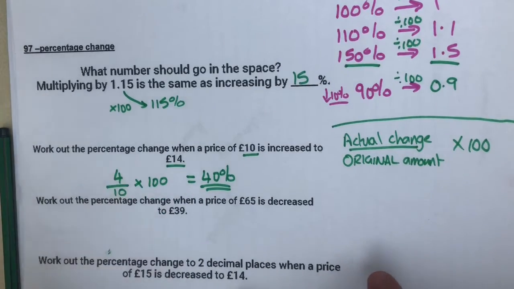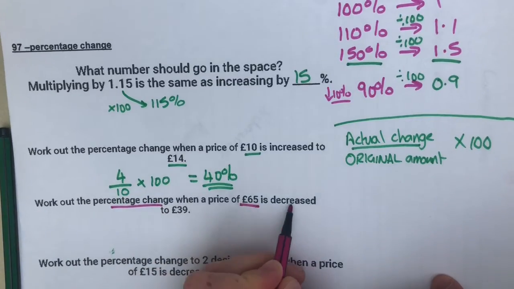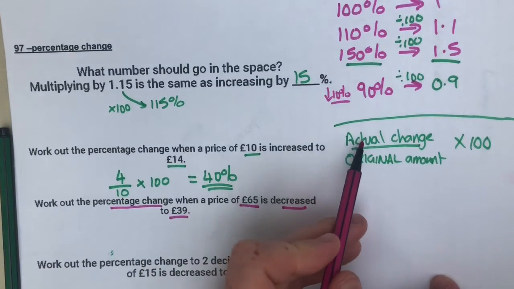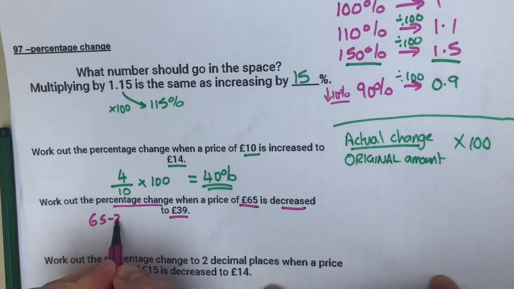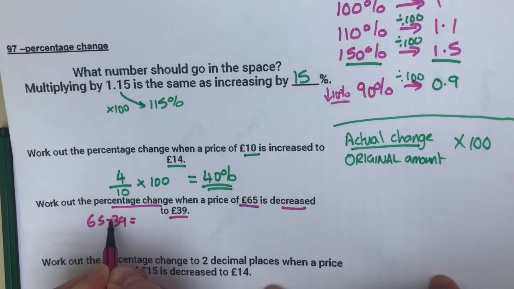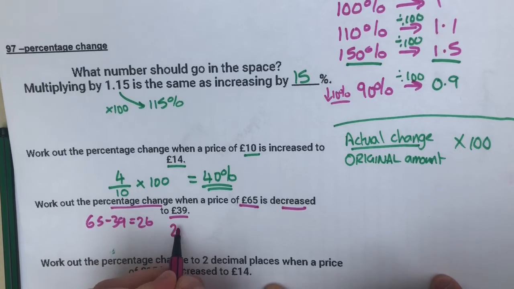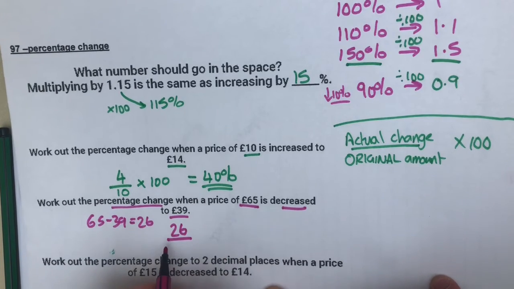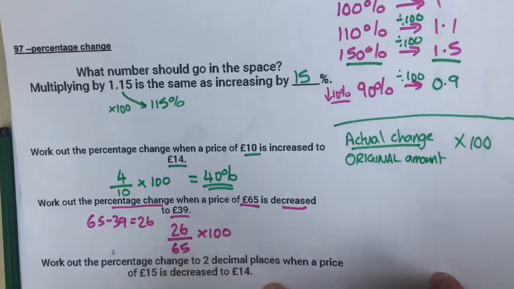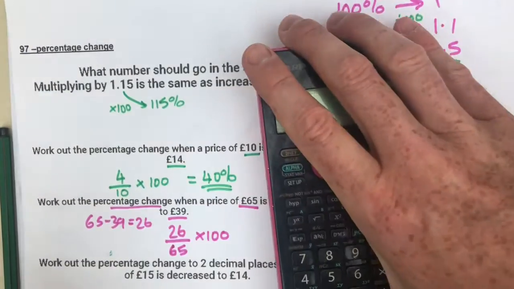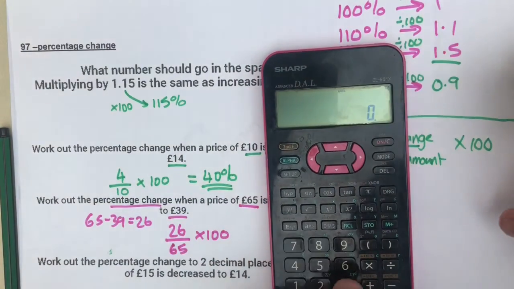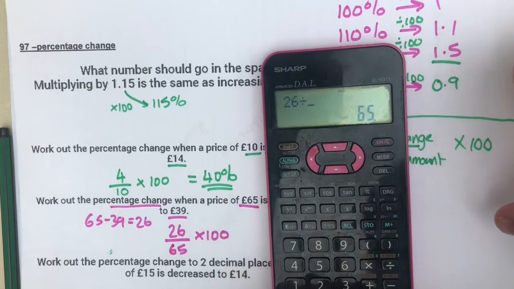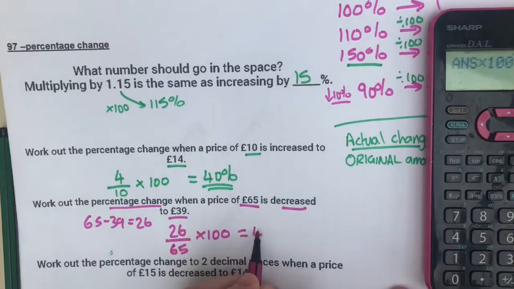Second one, work out the percentage change when a price of 65 is decreased to 39. Again, actual change, 65 take away 39, that's 26. So 26 is the actual change. The original amount is 65, not 39, 65. So 26 over 65 times 100, and that's where you can get your calculator. 26 divided by 65 times 100. Again, that one's 40%.